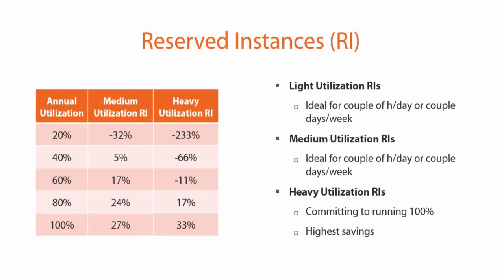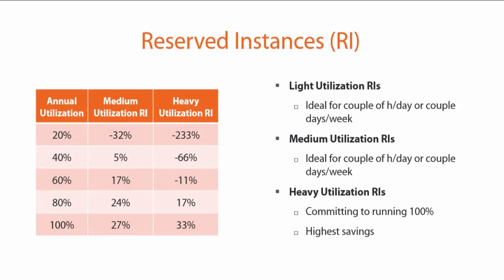Now, one of the things that I want to draw your attention to is in the table on the left here. If you take a look, I have the annual utilization in that first column. Now, you'll find that if you're going to be using, for example, an instance for 20% utilization, again, this is annual, if you commit to a medium utilization reserved instance, you would be losing money. If you're comparing this to on-demand, this wouldn't make any sense because it would be 32%, in the red, right? So you would be losing money. You would be better off going with an on-demand instance.